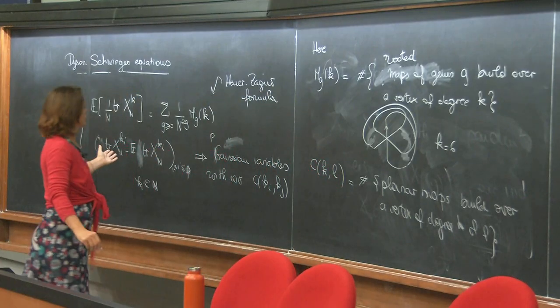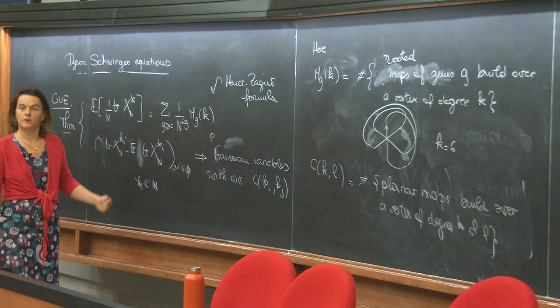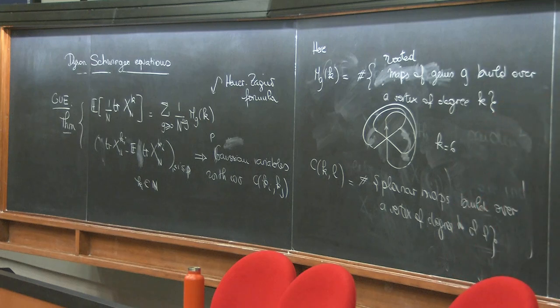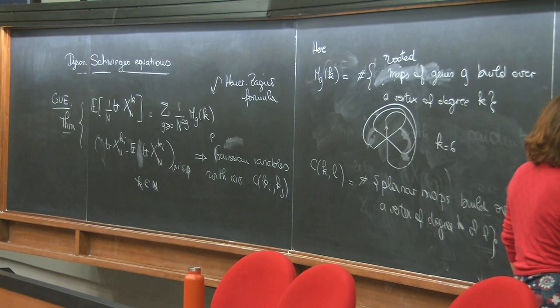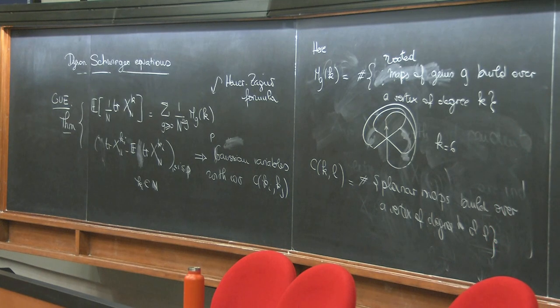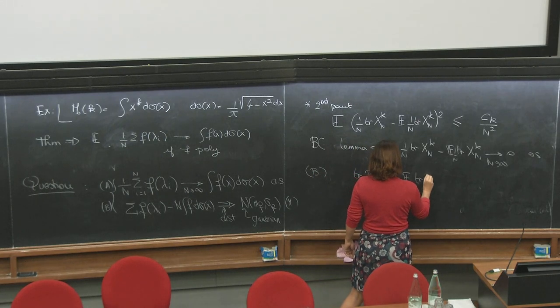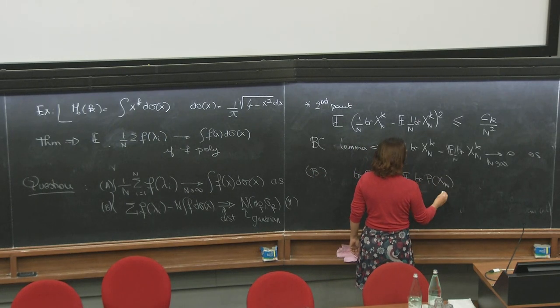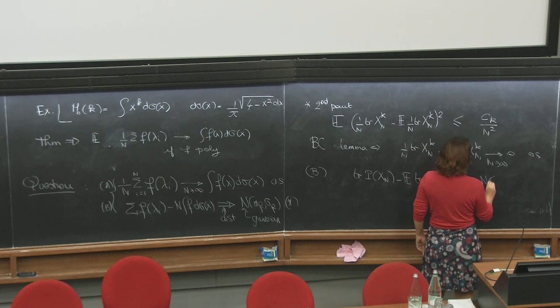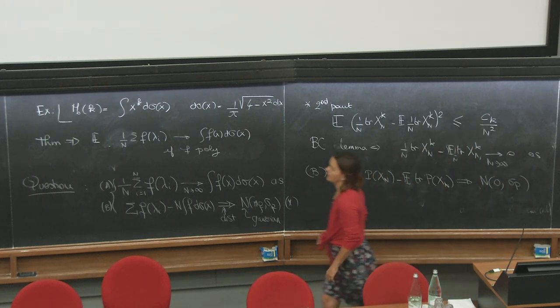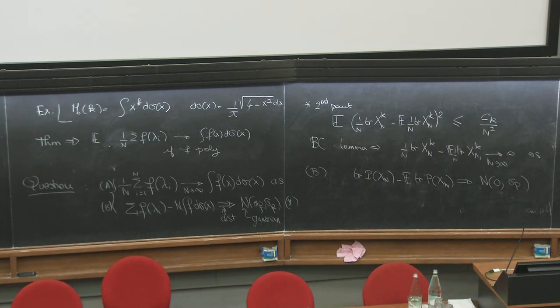And then if you look at the second question, well, if you just take any polynomial function, you just have to sum one of these, okay? And so the second point, maybe I should write this A and B. So B implies that the trace of any polynomial function converges towards some Gaussian variable with some covariance which depends on P. Actually, I should have said that this is centered.